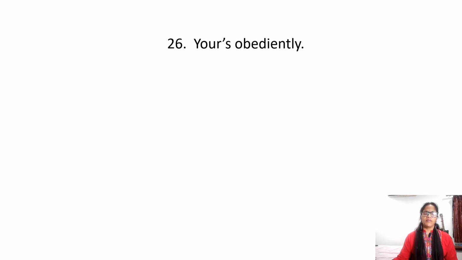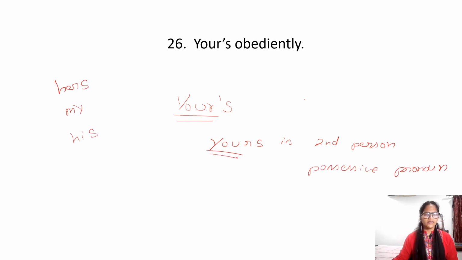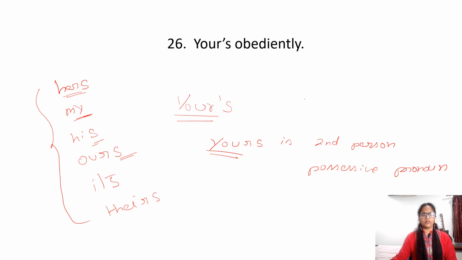Yours obediently. Now this is one of the mistakes I have seen most students committing. Yours is a second person possessive pronoun like hers, my, his, ours, its, theirs. All these are possessive pronouns. Hers is a third person possessive pronoun. My, first person. His, again third person. Ours, first person possessive pronoun. So in all these possessive pronouns we should not use apostrophe s, right? Similarly, yours itself is a second person possessive pronoun. Usage of an apostrophe between r and s is wrong. It has to be yours obediently.